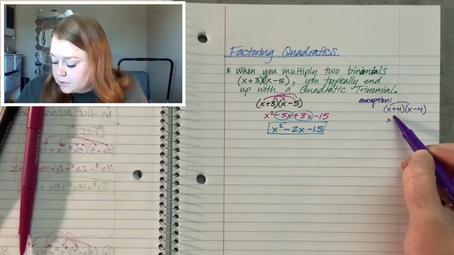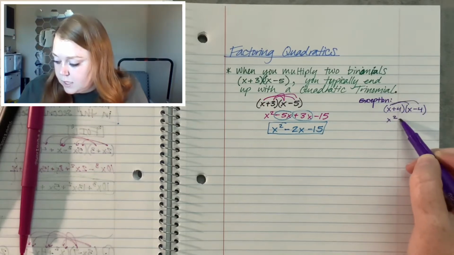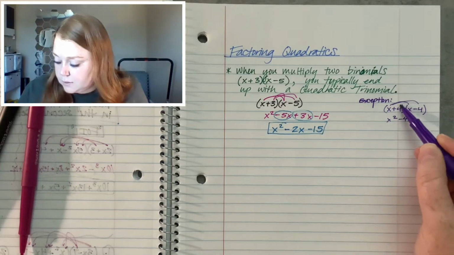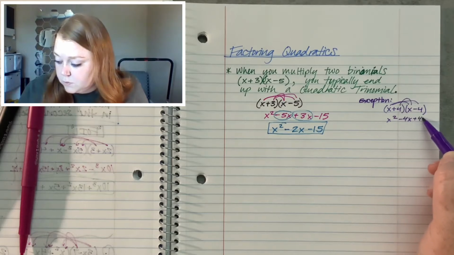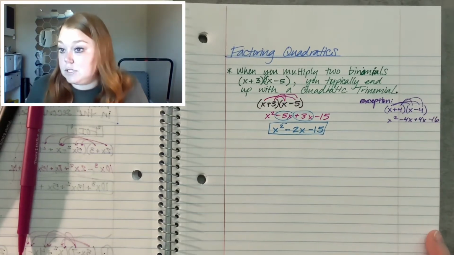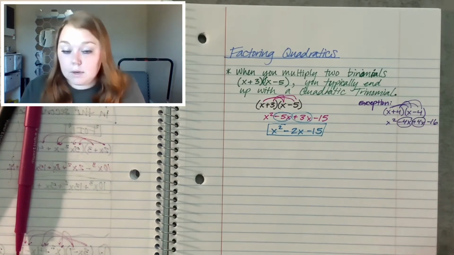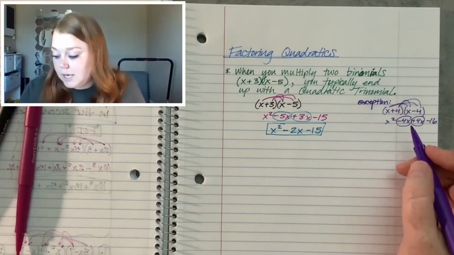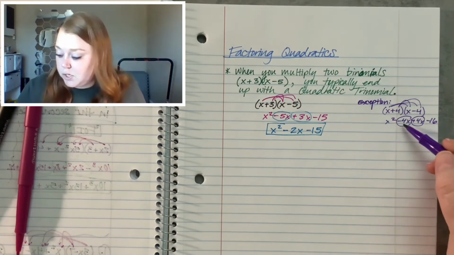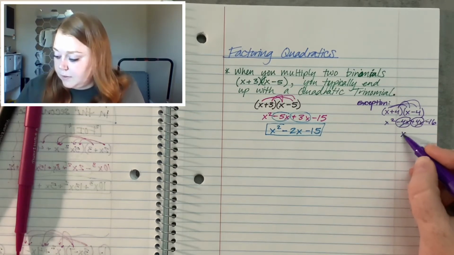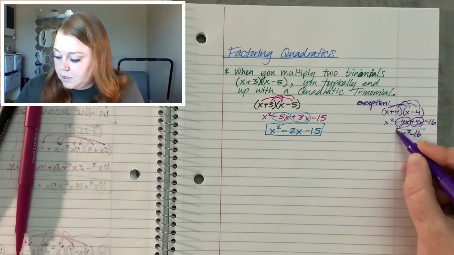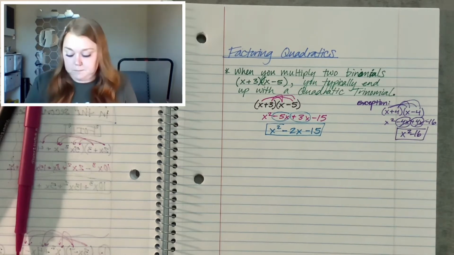X times x is x squared. X times negative 4 is negative 4x. 4 times x is 4x. 4 times negative 4 is negative 16. And then right here, your negative 4x plus 4x, that's 0x. So that just cancels out completely, right? So you're left with x squared minus 16.